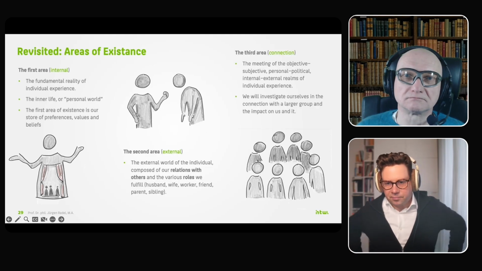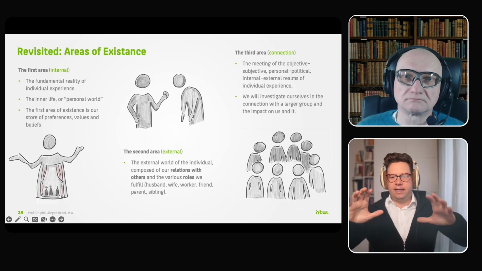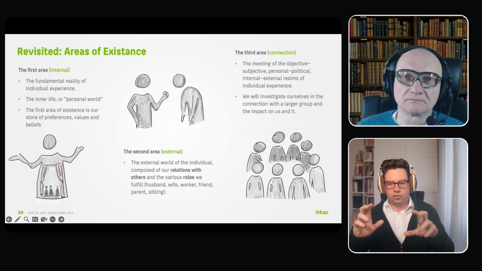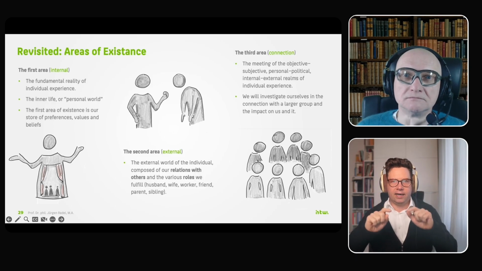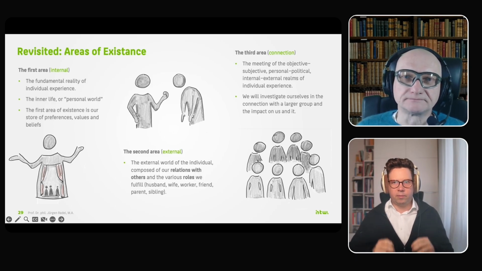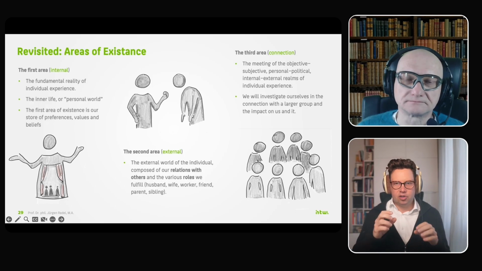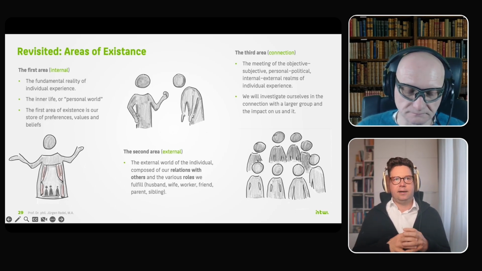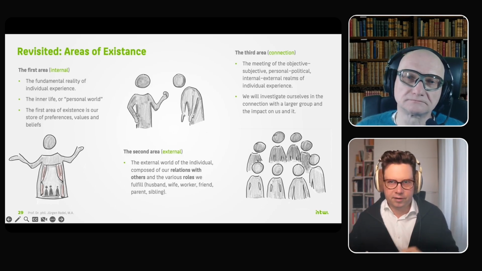And the last thing, that is basically where we will investigate ourselves in the connection with the larger group and the impact on us and it. So a larger group is so much more complex. It is so fast. It is sometimes so crazy that it is just super interesting. Yeah, we could dive into that a lot.